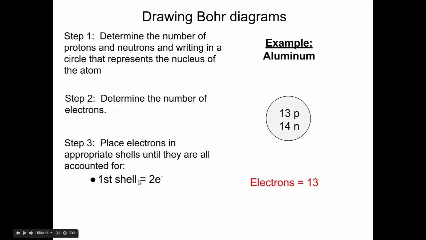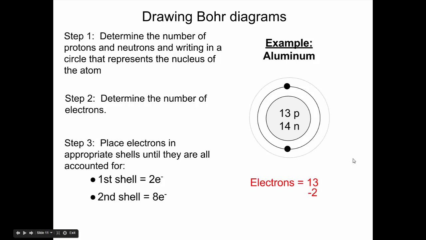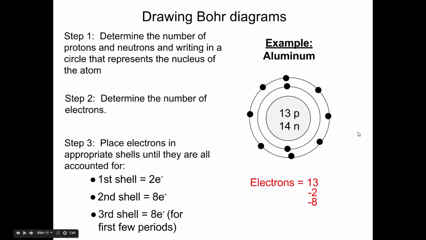So the first shell holds 2 electrons. That's the symbol for electron. 1, 2. Because we only use 2, we still have some left over, so we need to start putting the other ones in the second shell. 2, 3, 4, 5, 6, 7, 8. Sometimes you're going to see these actually paired up, 2 here, 2 here, 2 on top and 2 on the bottom. This is fine though. So there goes 8. We still haven't gotten to 13, so we need a third shell.